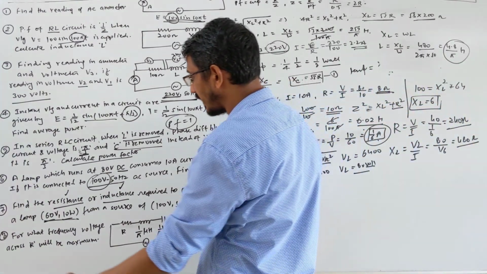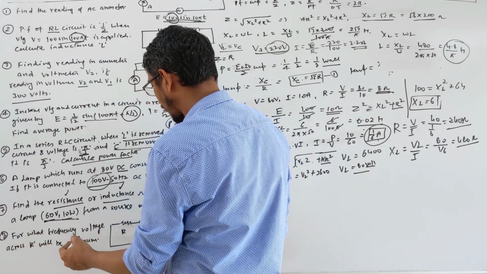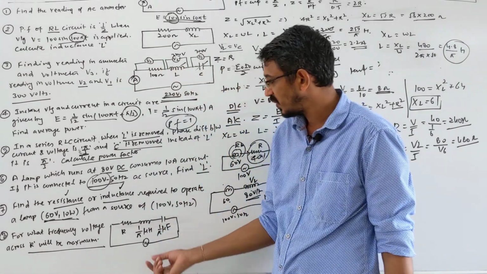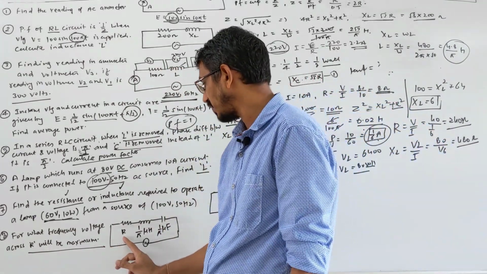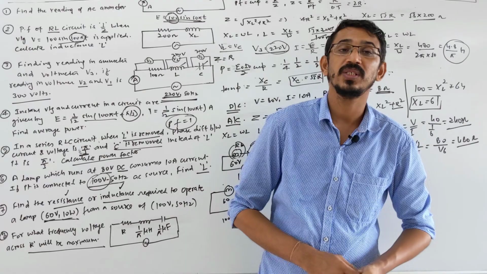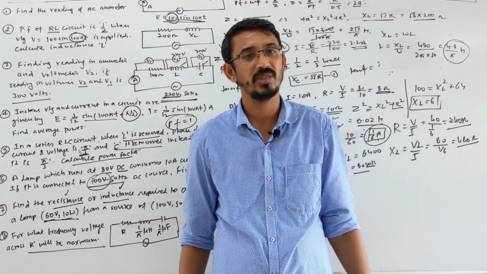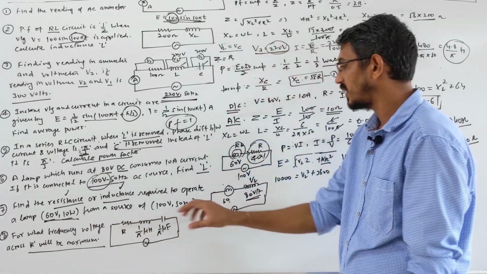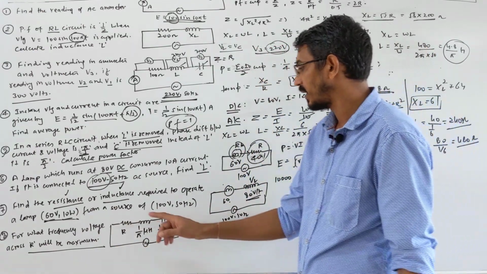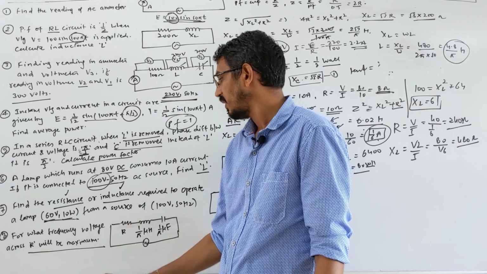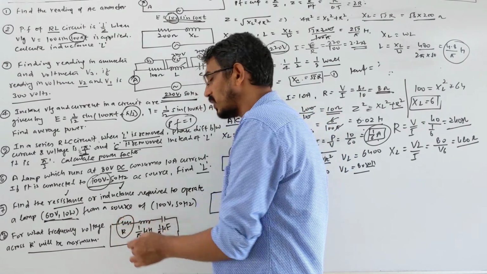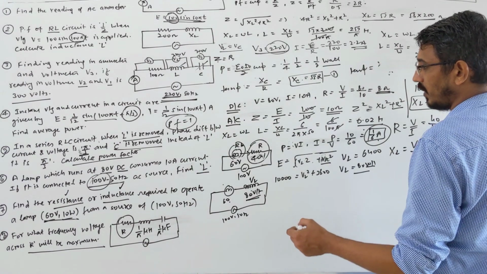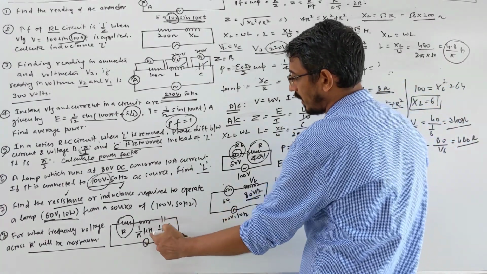So question number 8 says: for what frequency will the voltage across R be maximum? What should be the frequency so that the voltage across R is maximum? When is the voltage across R maximum? Under resonance condition, right? Under resonance all the voltage goes toward your resistance, meaning this circuit is under resonance. So that happens at resonance frequency. So at resonance frequency, what is given to us? Capacitance and inductance both are given.